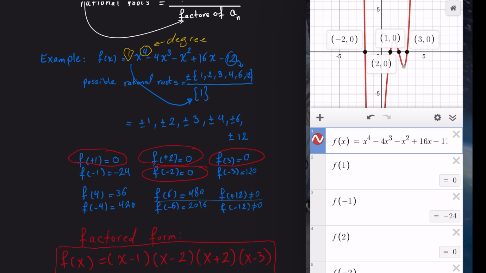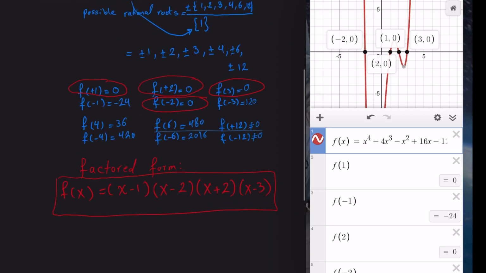For the root 1, we get a factor of x minus 1. When the root is 2, the factor is x minus 2, because the idea is that you set each factor to 0 and solve for the root. So we're going to go the other way: we start with the root and write the factor. For x equals negative 2, the factor is x plus 2. For x equals 3, the factor is x minus 3.